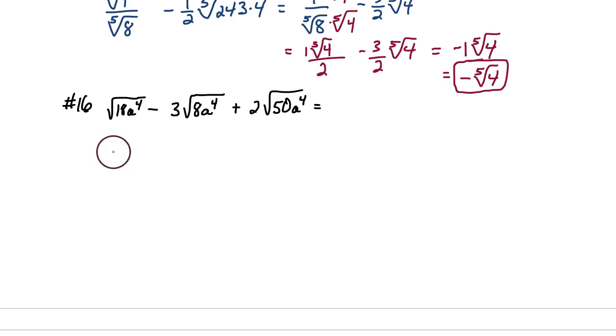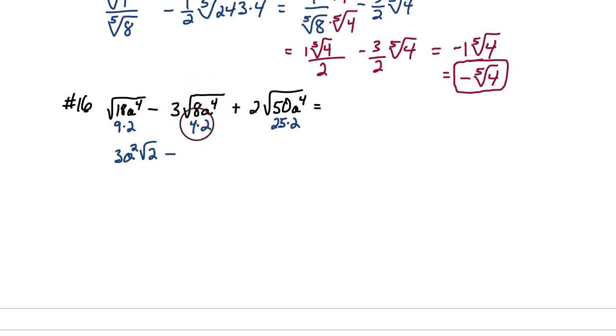Next, number 16. The square root of 18 does not make a nice result, so let's rewrite that as 9 times 2. The square root of 8 is nothing good. Let's rewrite as 4 times 2. And the square root of 50 is not very good. Let's rewrite as 25 times 2. The square root of 9 makes 3. The square root of a to the 4th makes a squared. And then this 2 stays in the radical.